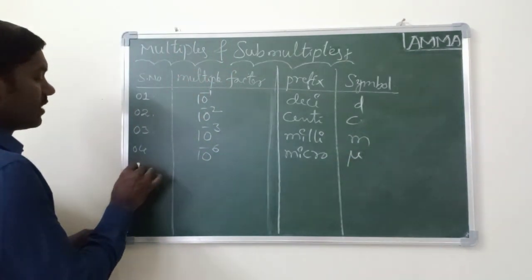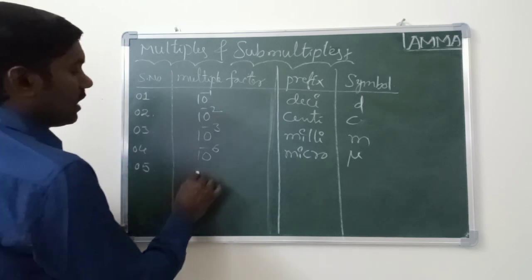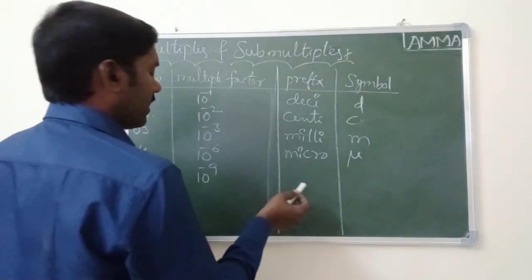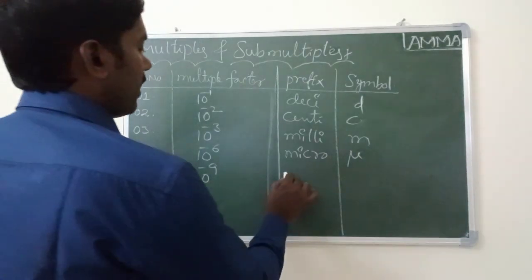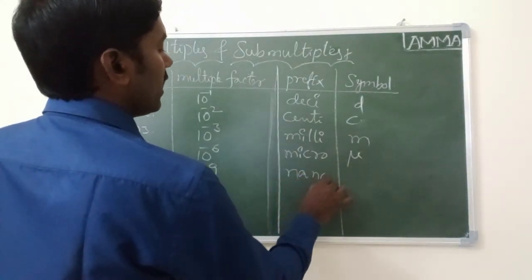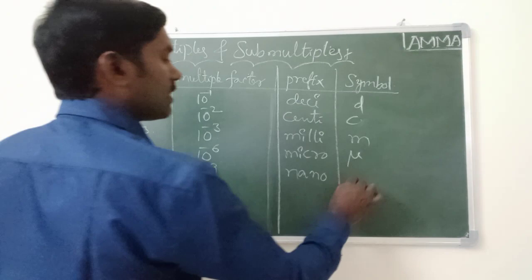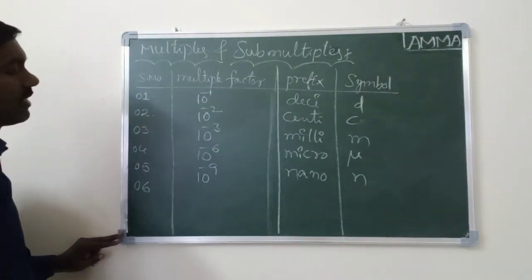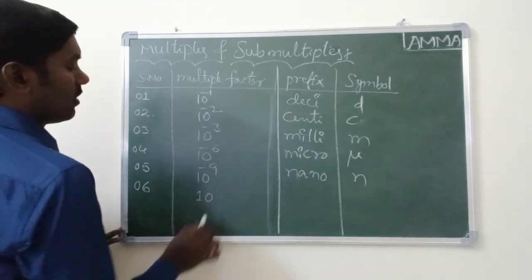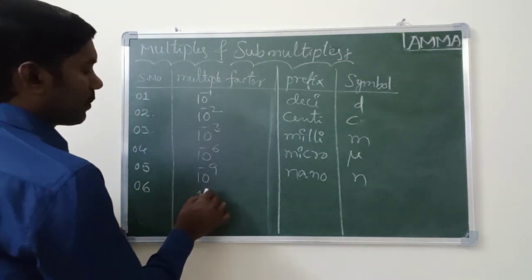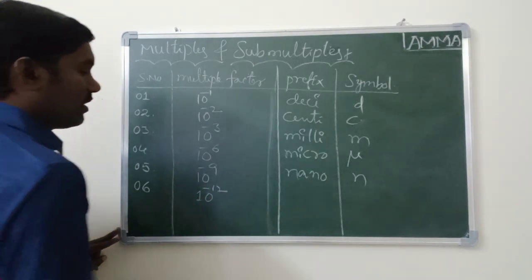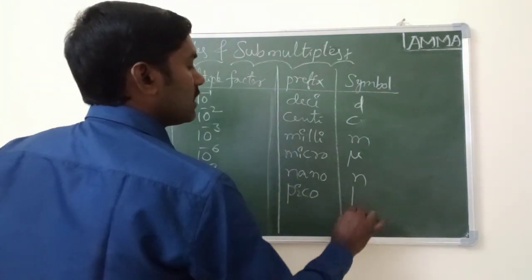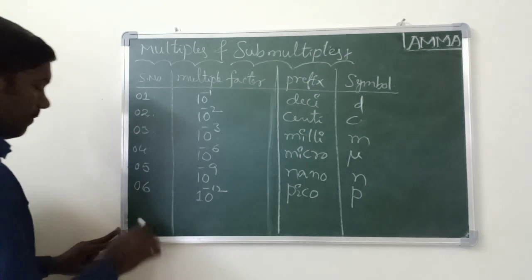And the fifth one is if we multiply with 10 power minus 9, we call it a nano, which is represented by small n. At the same time, the sixth one is if we multiply this unit value with 10 power minus 12, we call it a pico, which is represented by small p.